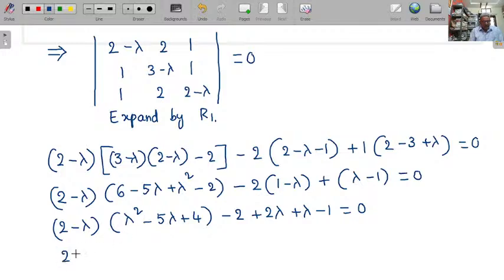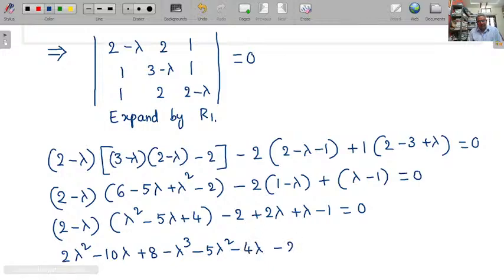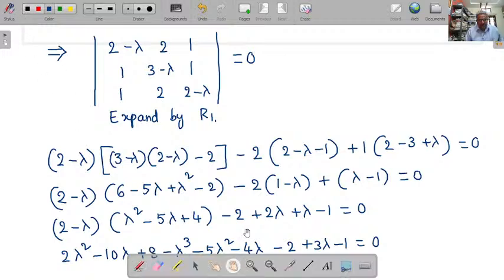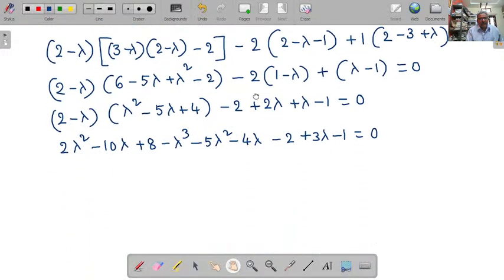2 lambda square minus 10 lambda plus 8 minus lambda into lambda square minus lambda cube minus lambda into minus 5 lambda minus 5 lambda square minus lambda into plus 4, that is minus 4 lambda. This will be minus 2, 2 lambda plus lambda, 3 lambda, and minus 1 is equal to 0. I hope it's very clear too. Don't worry, Chaitanya Kumar, I teach even inverse matrix also. So next let us move to the simplification now.